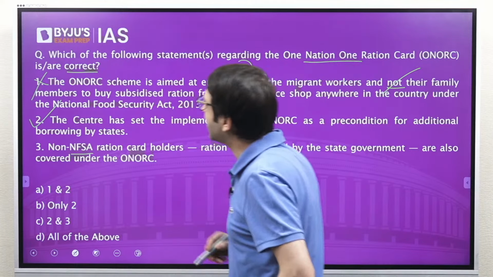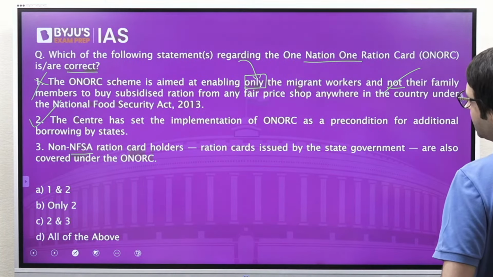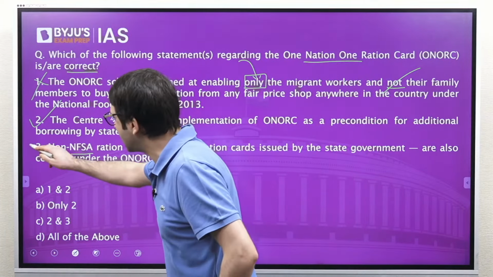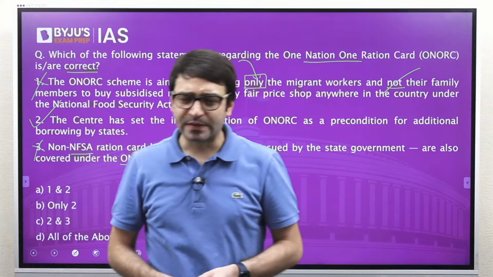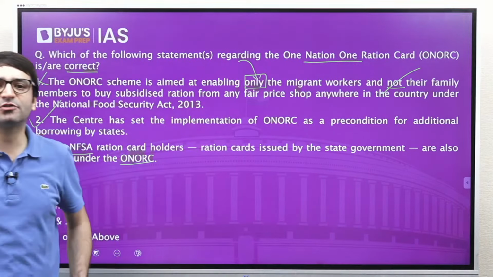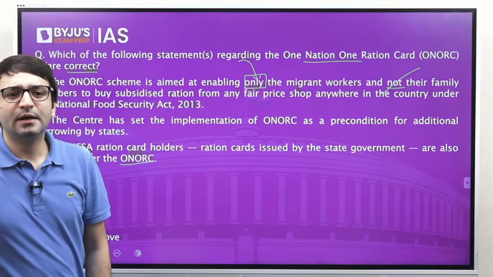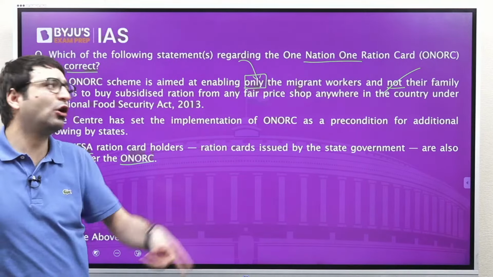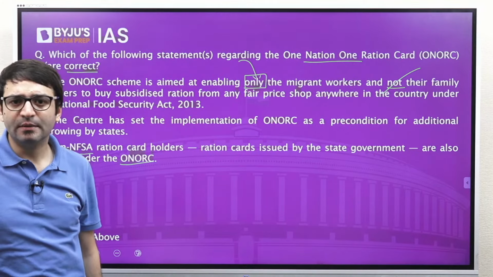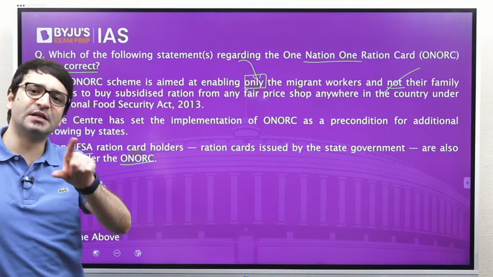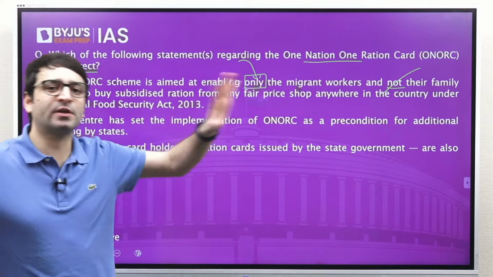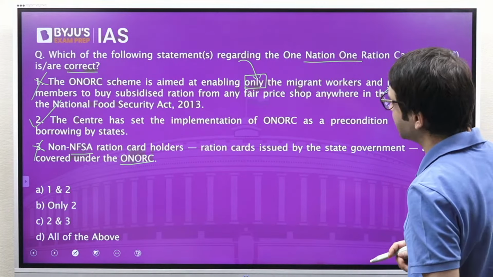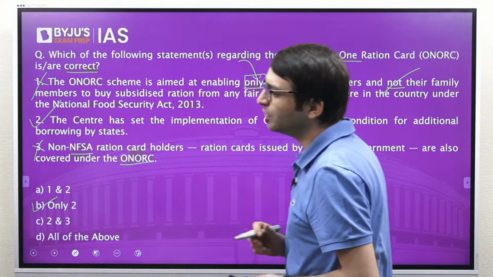Non-National Food Security Act ration card holders, which means the ration cards issued by the state government, are they also covered under One Nation, One Ration Card? No. In fact, some states such as West Bengal, Delhi, they did not implement One Nation, One Ration Card scheme for a long time. West Bengal was basically protesting, saying the ration cards issued by us, by the state government, should also come under One Nation, One Ration Card. But the central government said no, only the ration cards issued by the center will be eligible for this scheme. So 1 and 3 are incorrect. The question is asking which of the following is correct. B, only 2 is the right answer.